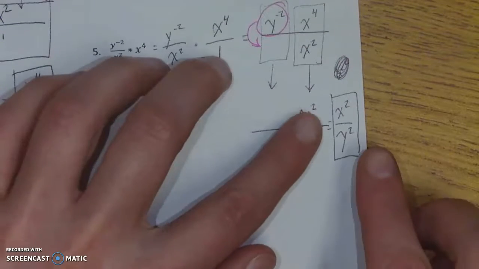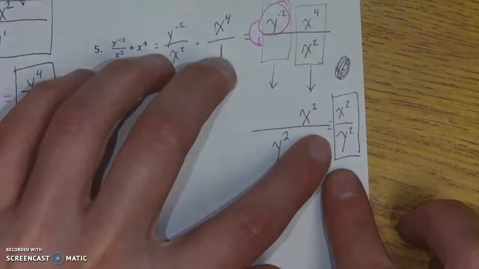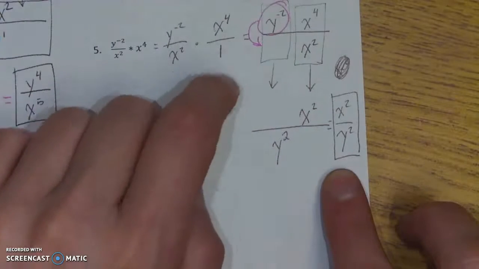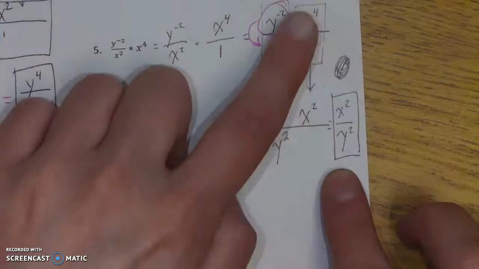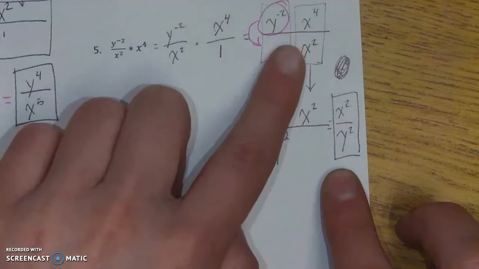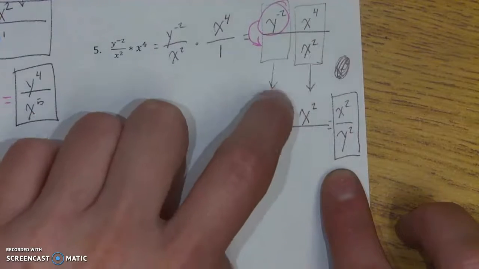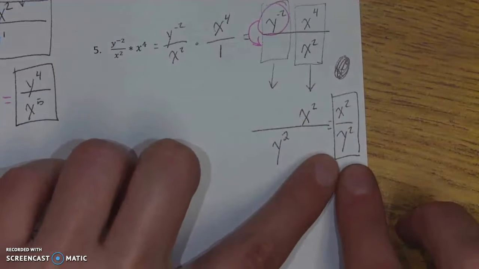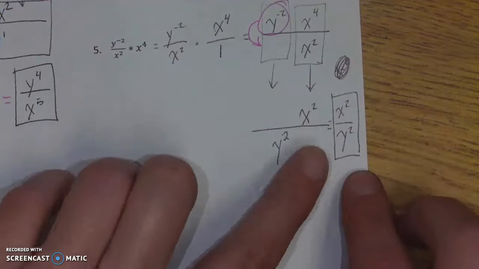Your answer should be x to the 2nd over y to the 2nd. Notice how you get that. You combine those fractions. The y to the -2 moves to the bottom of the fraction. The x to the 4th minus the second power will give you x to the 2nd in the top. And that turns nice and neat into this lovely fraction at the end.